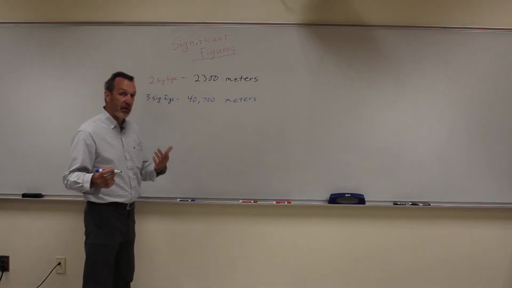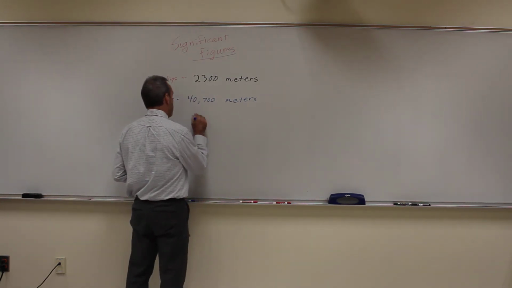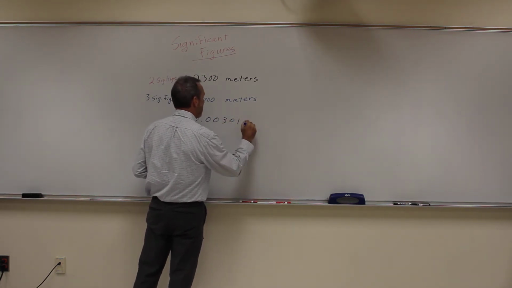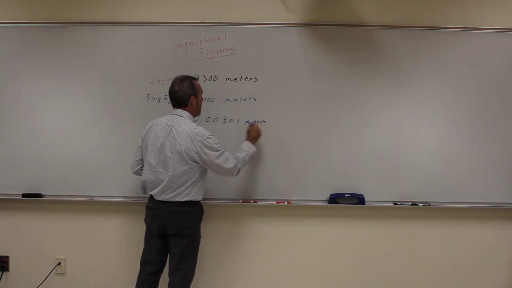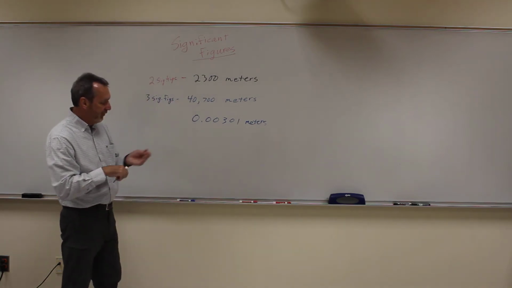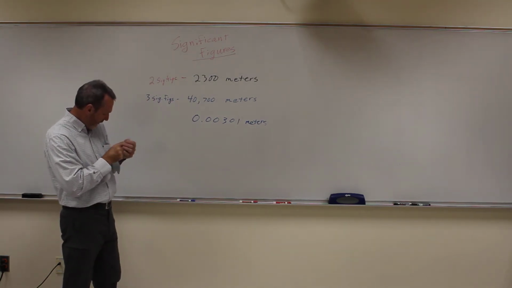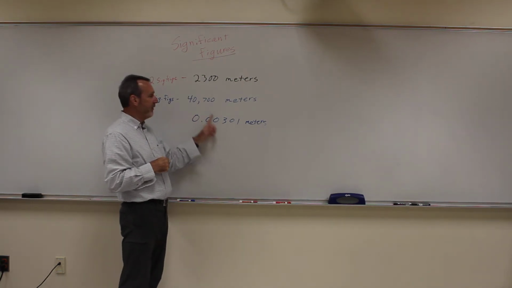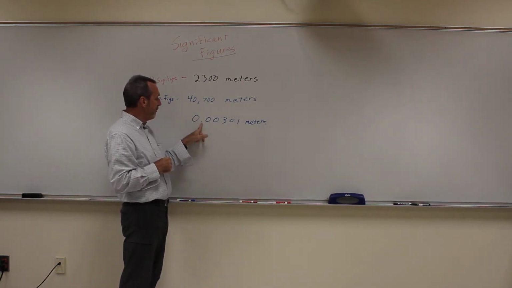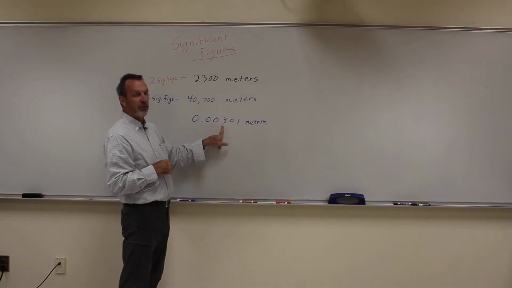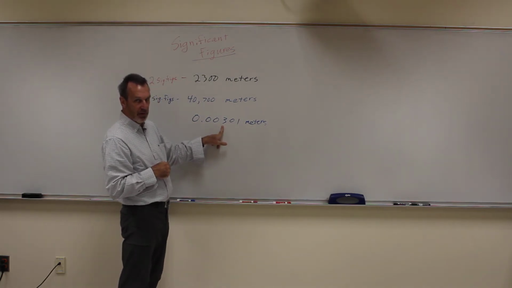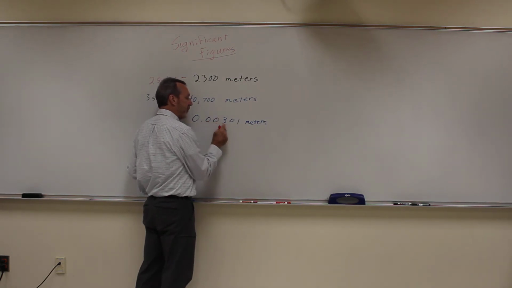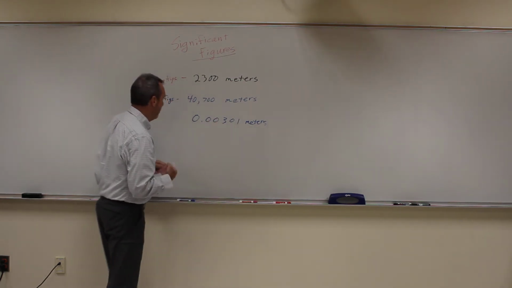Let's look at numbers that are less than 1. If we have like 0.00301 meters, how many significant figures? Well, it's the same thing, except you go to the right instead of to the left: you go from the decimal point until you hit the first non-zero number, and then you count from there. So I go 1, 2, those don't count, they're just place value, so I have 1, 2, 3 sig figs here.